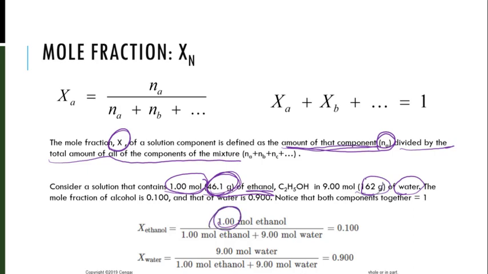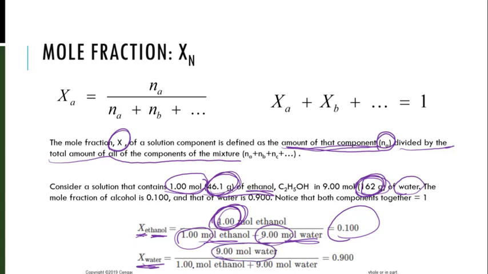And then my grams of water into moles of water, and add up that total amount of the ethanol and the water. So the total solution would be my denominator. If I want the mole fraction of ethanol, I take the moles of ethanol divided by total. And if I want the mole fraction of water, I take the moles of water divided by the total for the solution. Notice that whether there's just 2 components, or maybe 3 or 4 components, all of the mole fractions added together should equal 1.